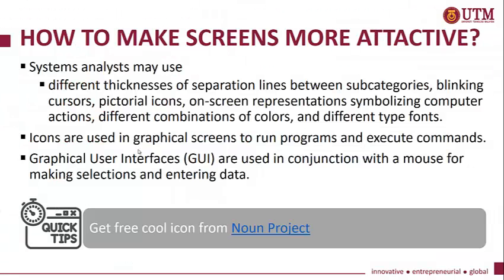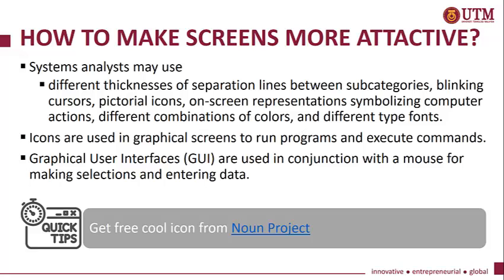And then lastly, how to make the screen more attractive. To make a screen more attractive, the system analyst may use a different thickness of separation line between subcategories. You can also use a blinking cursor, pictorial icons, on-screen representations symbolizing computer actions, and also you can use a different combination of colors and different types of fonts.